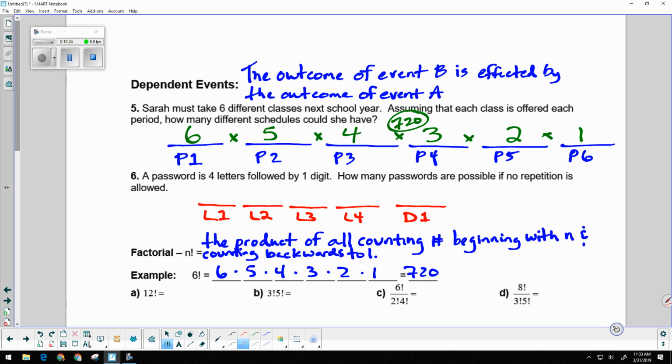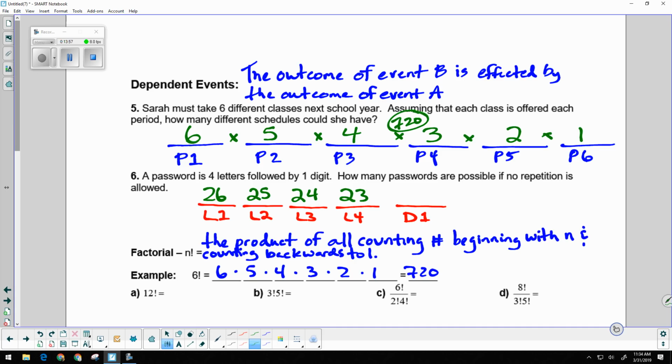There are 26 letters in the alphabet, so I've got 26 choices for that first letter. Now, I can't repeat letters. So for letter 2, I can't use the one I used for letter 1, so I have 1 less to choose from. For letter 3, I can't use either of the letters I used for letter 1 or letter 2, so I only have 24 to choose from. And for letter 4, I only have 23 to choose from, because I can't repeat what I've already used.